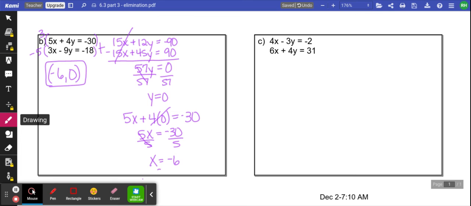Same thing again. 4 and 6 here, or negative 3 and positive 4. I'm going to choose 3 and 4 just because one's already positive and one's already negative. So I'm going to, again, 3 and 4 both go into 12. So I'm going to make them become 12 by multiplying. So the top would have to be multiplied by 4. The bottom would have to be multiplied by 3. Again, I don't need to do a negative because negative 3 is already there. So I'm going to have 16x minus 12y equals negative 8. 18x plus 12y equals 93.